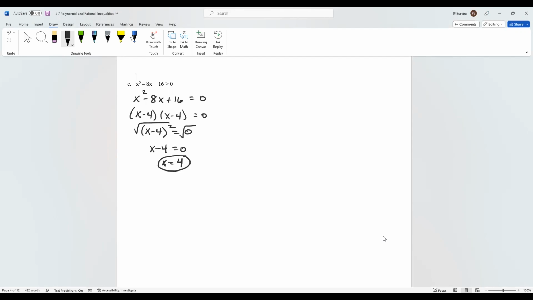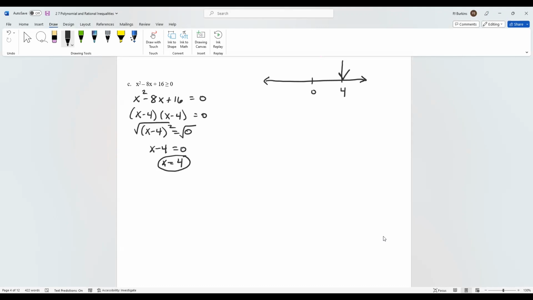So even though this is a quadratic, remember that they don't always have to have two real roots, or they can have one real root with a multiplicity of 2. So we only have one point here that's going to break up our interval. So that should actually make our life a little bit easier. So again, I'm going to put 0. Here's x equal 4. This is my boundary.